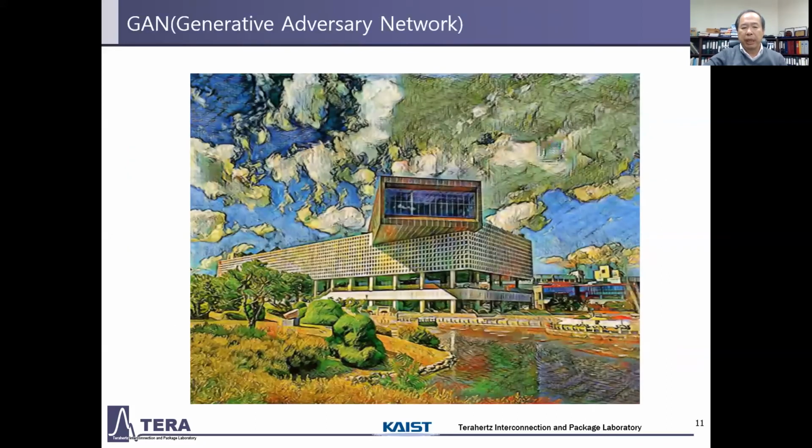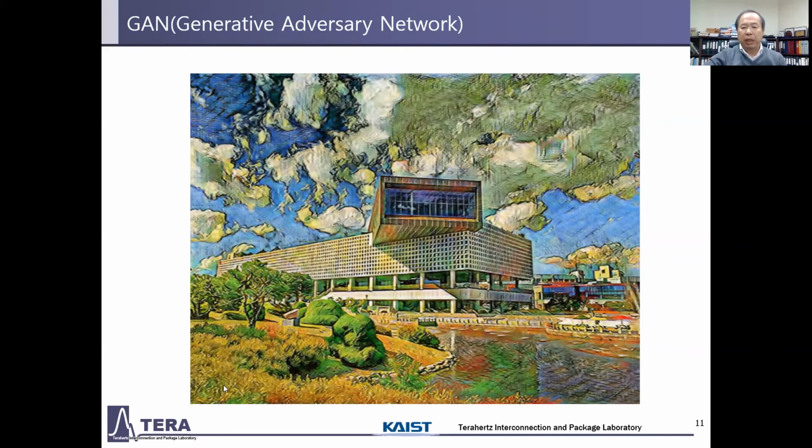Recently we also have a neural network called the Generative Adversarial Network. It has the capability to make art, music, drawings, literature, and whatever. This is one example of machine learning called GAN, Generative Adversarial Network. And this machine learning actually drew a picture of the KAIST campus.